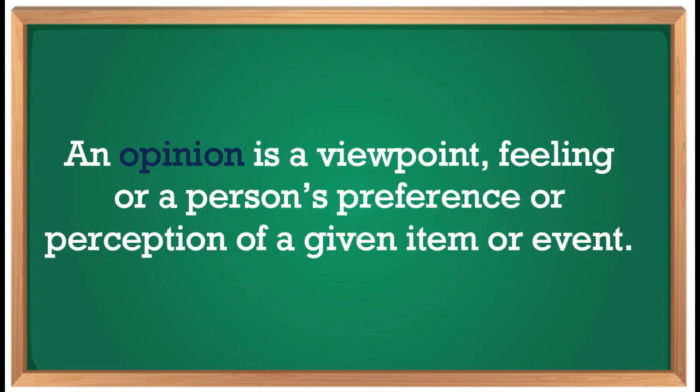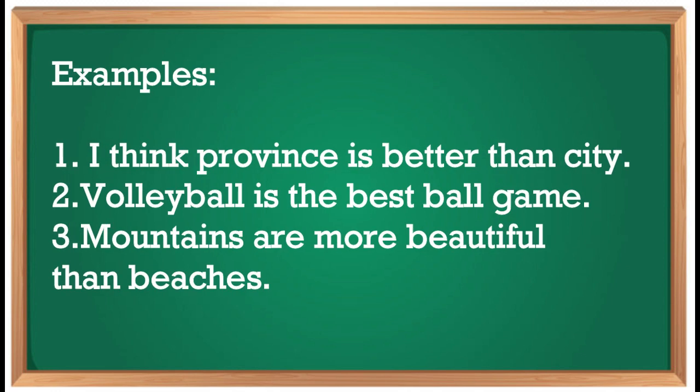names and places. An opinion is a viewpoint, feeling, or a person's preference or perception of a given item or event. Let's see our examples. I think province is better than city. Volleyball is the best ball game. Mountains are more beautiful than beaches.